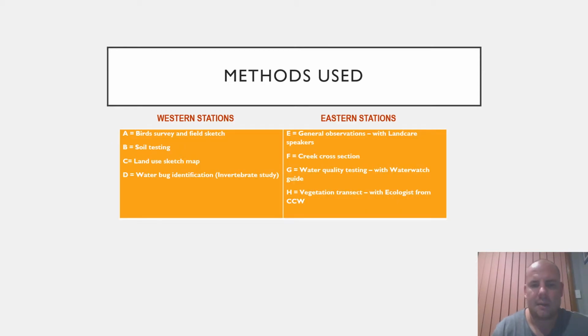So let's have a look at the research methods that we're going to use. You're going to do a bird survey, field sketch, soil testing, land use sketch map, water bug identification, general observations with the land care speaker, cross creek section, water quality testing, and vegetation transects. So to get into that top band, you need to look at 4 of those methods and predict the result.